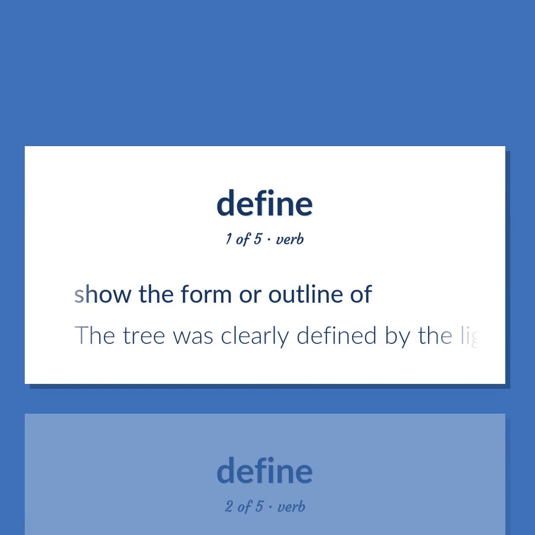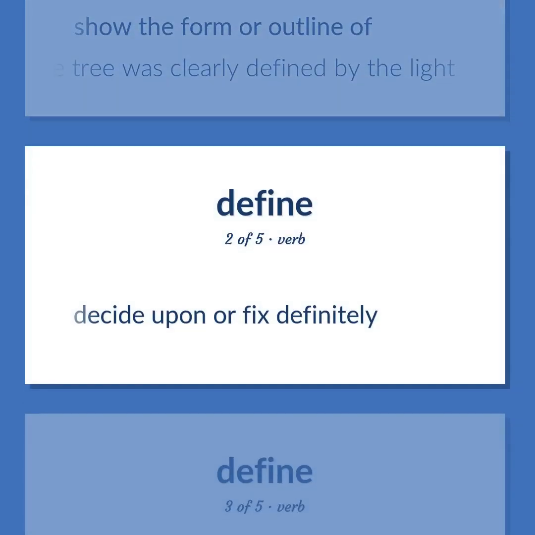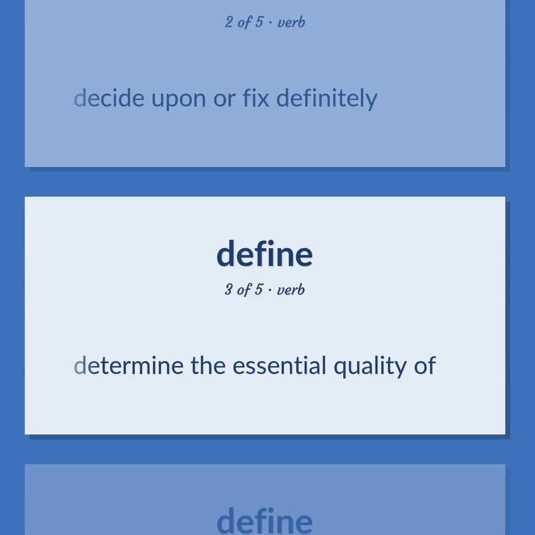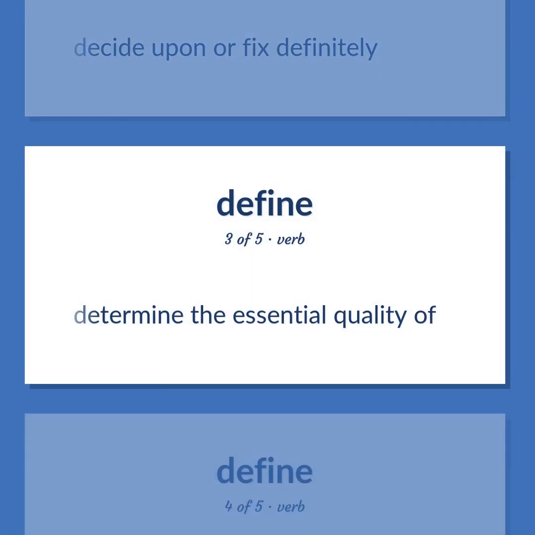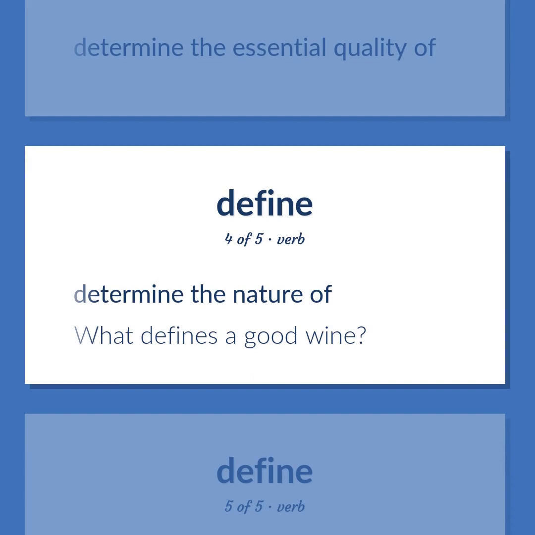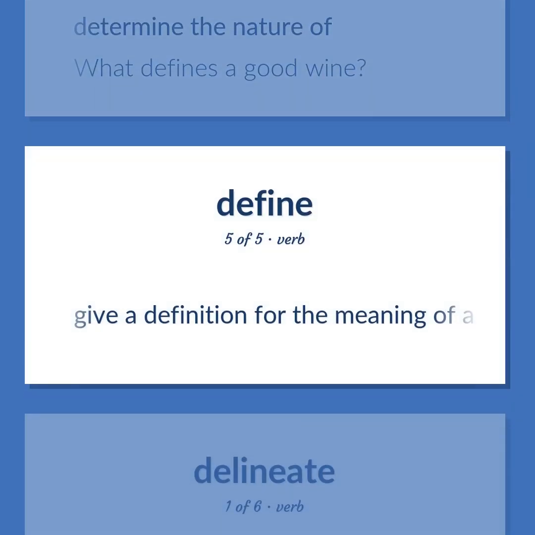Show the form or outline of. The tree was clearly defined by the light. Decide upon or fix definitely. Determine the essential quality of. Determine the nature of. What defines a good wine? Give a definition for the meaning of a word.